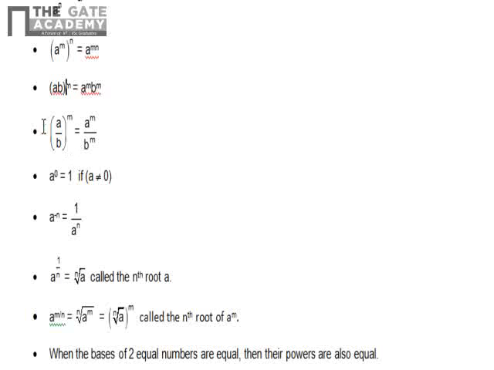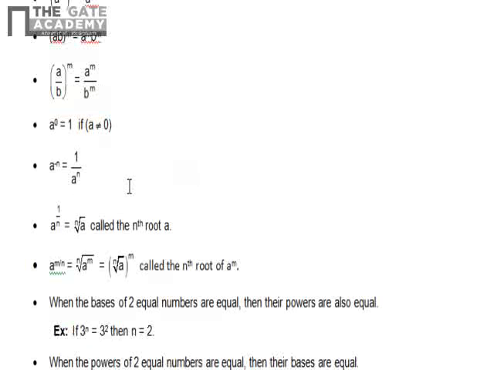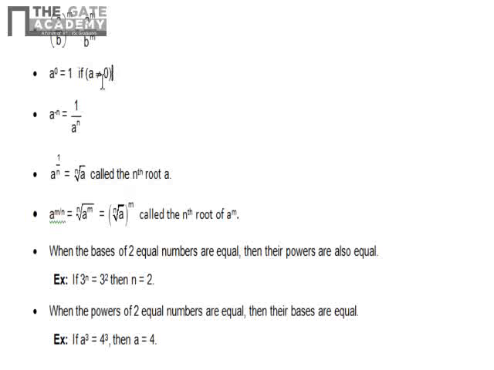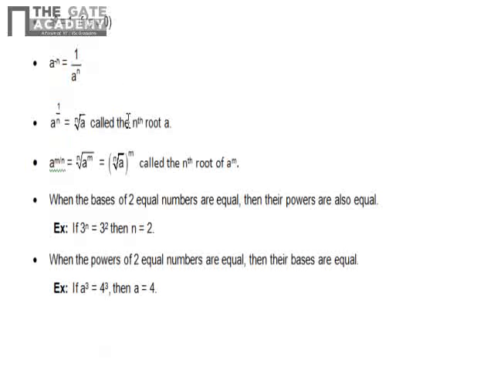In the same manner, this is also one formula. Anything raised to 0 is always 1, provided the base should not be equal to 0. Okay. Now this is also one formula. A raised to minus n is equal to 1 upon a raised to n. This you know. This also you know.